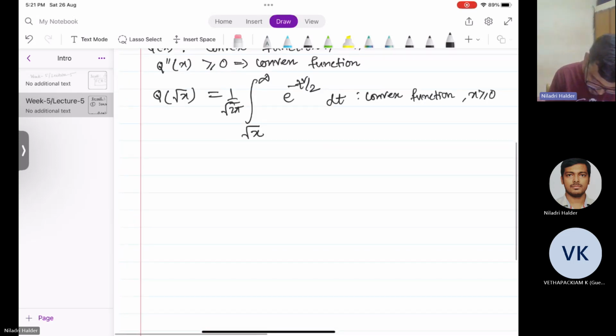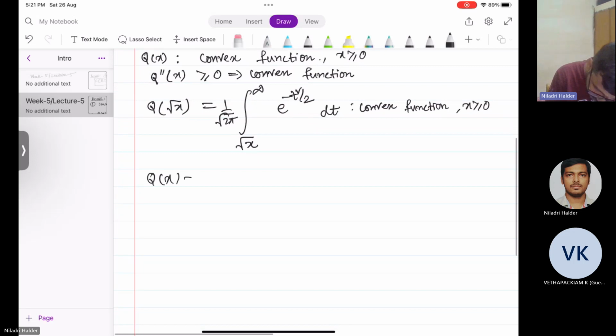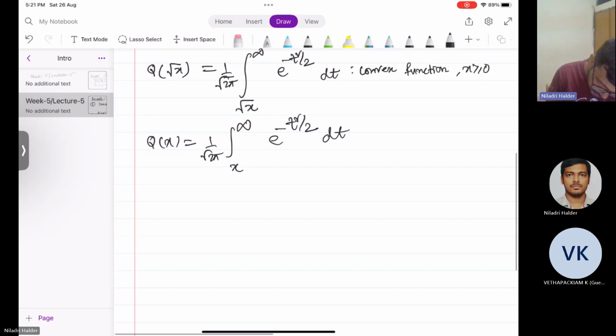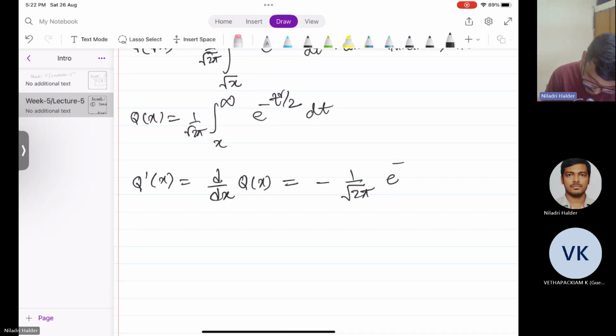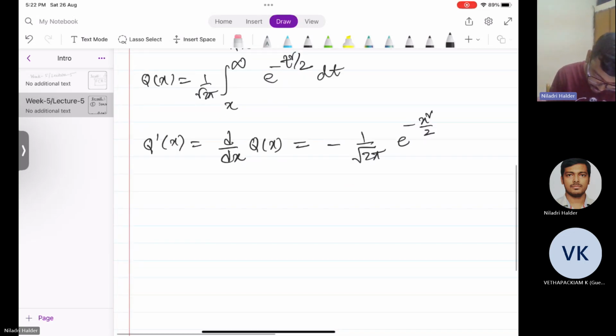Suppose Q(x) equals 1 by root 2 pi times the integral from x to infinity of e power minus t square by 2 dt. Now what should be Q dash x, d/dx of Q(x)? The derivative of the upper limit is 0, as it is infinite, a constant. Then minus the derivative of the lower limit, which is 1, so 1 by root 2 pi, and putting that value, e power minus x square by 2. So this is Q dash x.